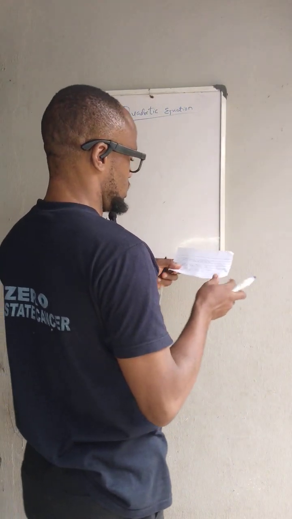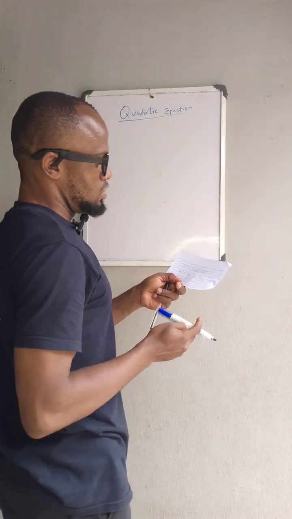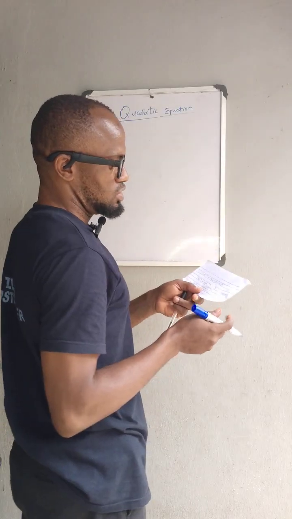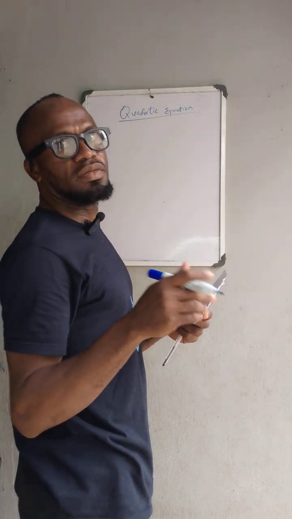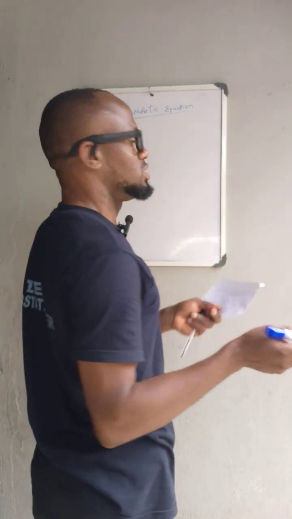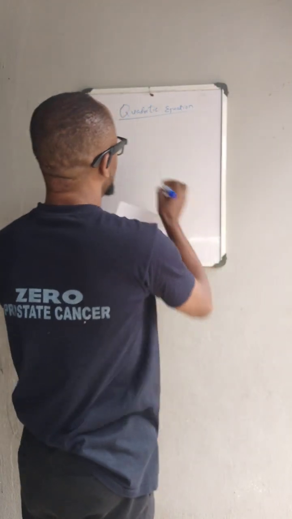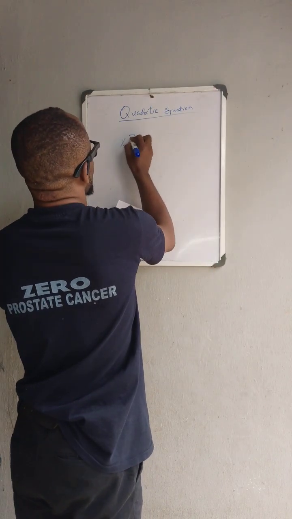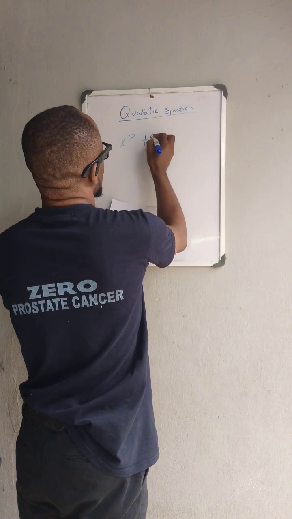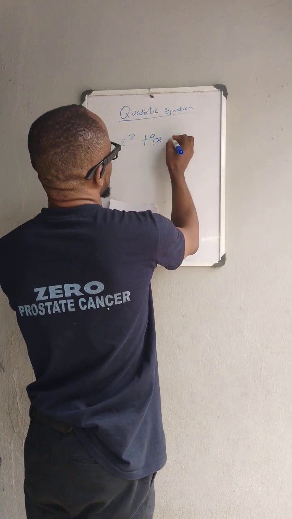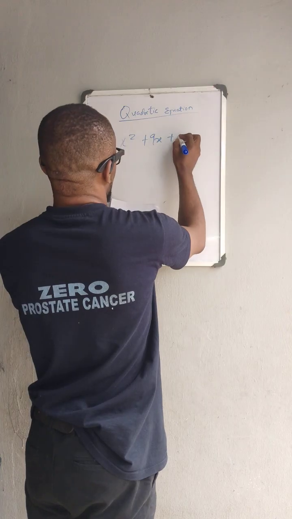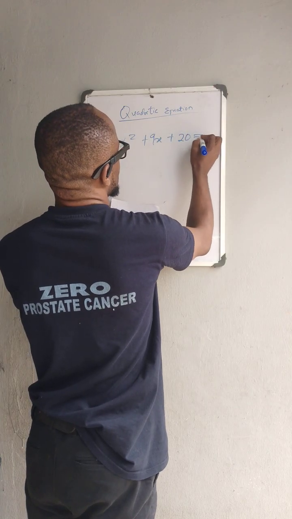Okay, so this is a quadratic equation. We can actually solve a quadratic equation in a matter of 3 seconds. For example, x squared plus 9x plus 20 equal to 0.